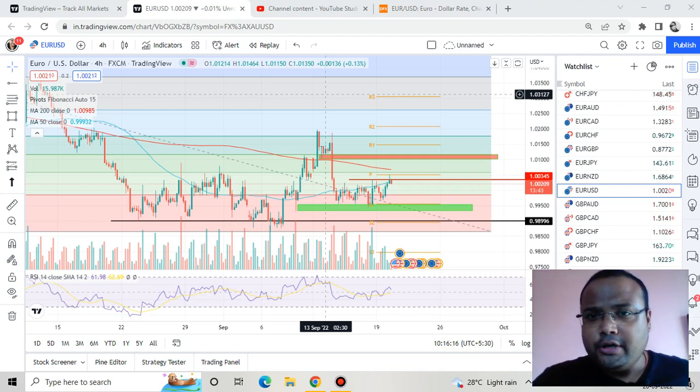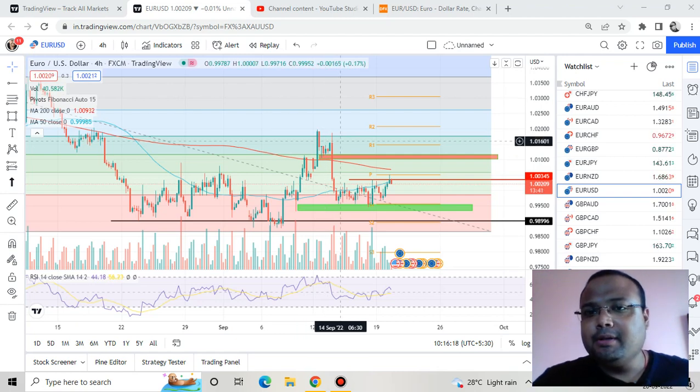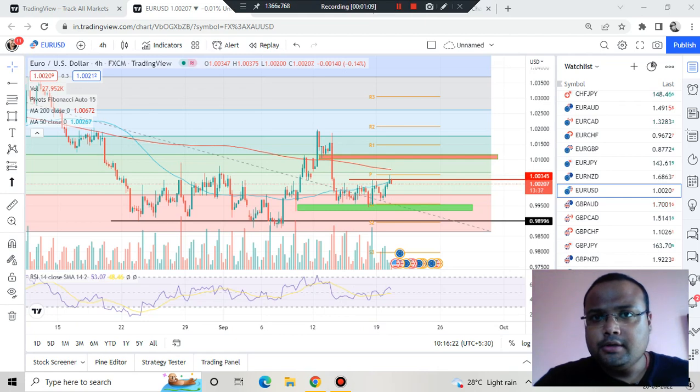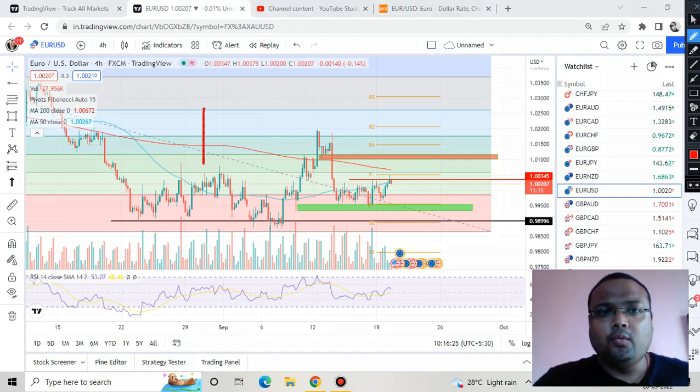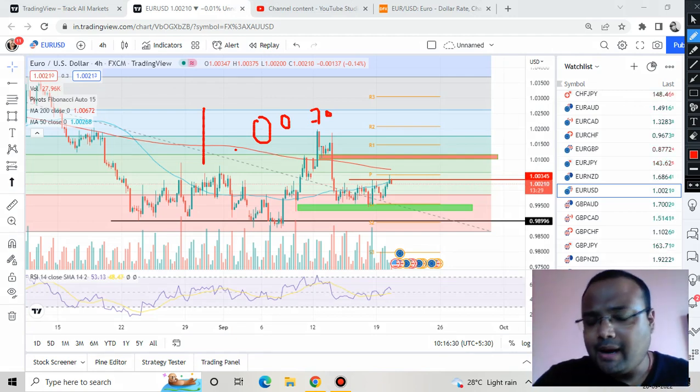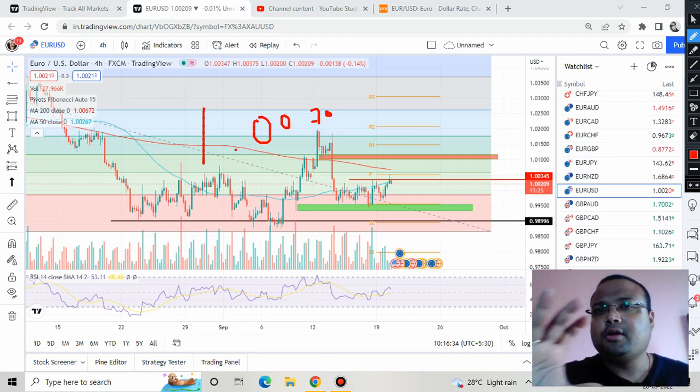So first of all, Euro USD is standing at 1.0020. This is the current market price. Yesterday I mentioned a level, 1.0070, 1.0075. Okay, market could not touch it. Before that only we could see some sort of reversal.